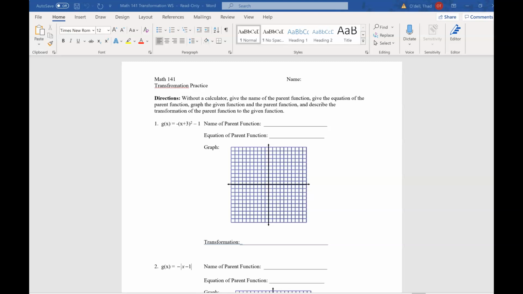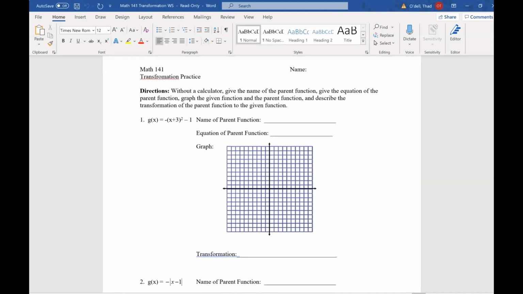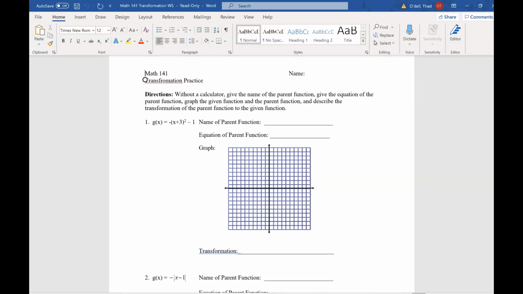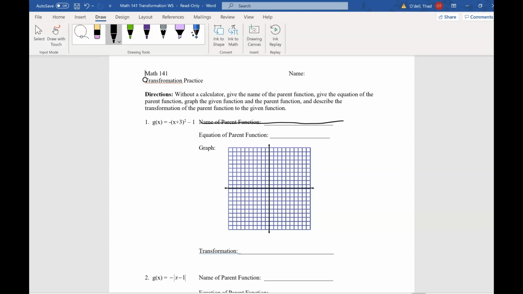Alright, in this video I'm going to do just a bunch of examples of transformations on parent functions and give some explanation as I go to hopefully help you gain a deeper understanding. On this worksheet, which I borrowed from someone else, you don't need to know the name of the parent function, so don't worry about filling that in, but you do need to know the equation of the parent function. For example, in number 1, y equals x squared is the equation of the parent function.